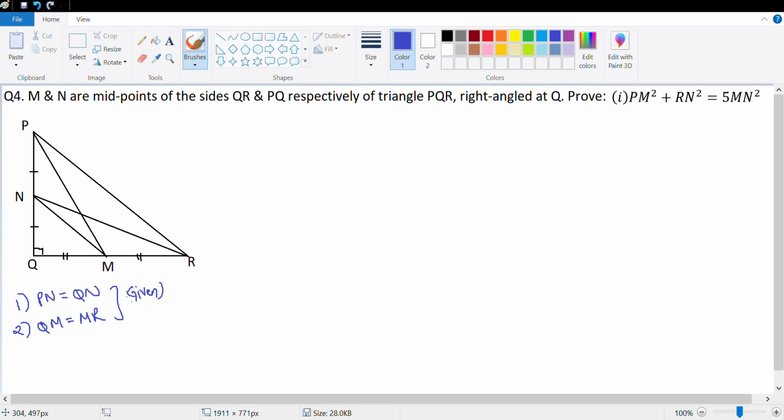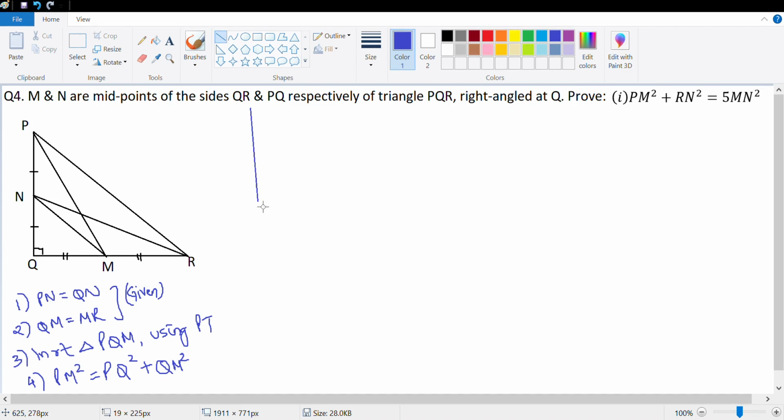Next, let's look at what they want us to prove. PM square. So let's see which triangle this is a part of. In right triangle PQM, using Pythagoras theorem, what I get is PM square is equal to PQ square plus QM square, right? And PQ is nothing but 2 times PN or 2 times QN.